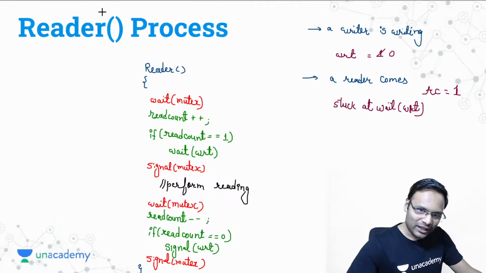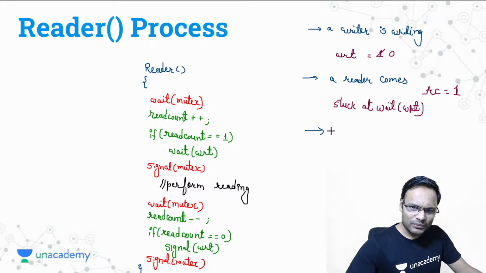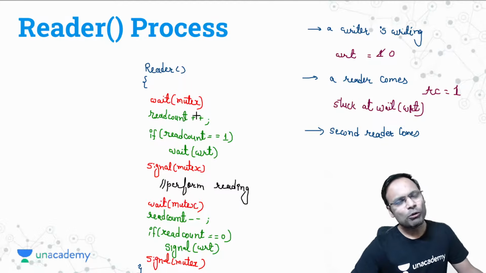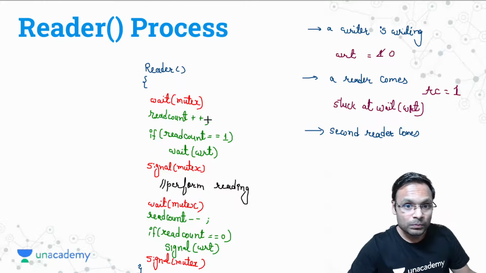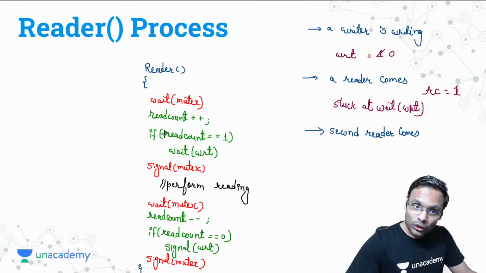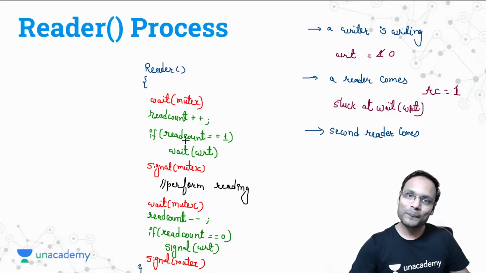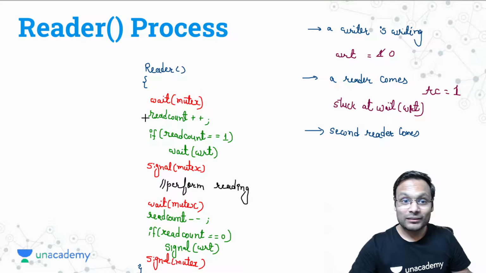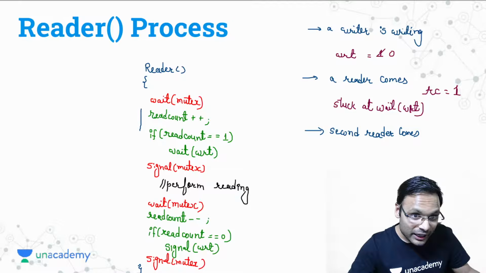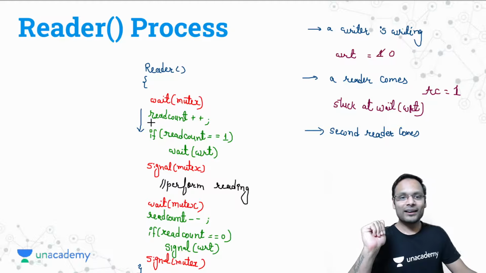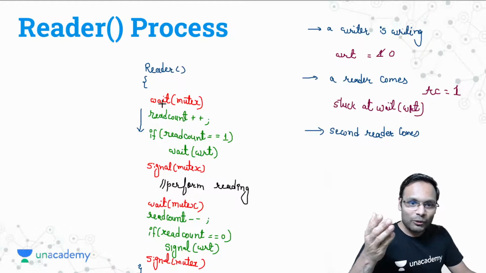But when a second reader comes, can that second reader enter the critical section and perform reading? No. But that second reader will make read count plus plus, becomes 2. It is not equal to 1, so no wait here for the second reader. Then how can the second reader proceed? It cannot. The second reader will not even be able to reach this code at all. It will have to run wait mutex.